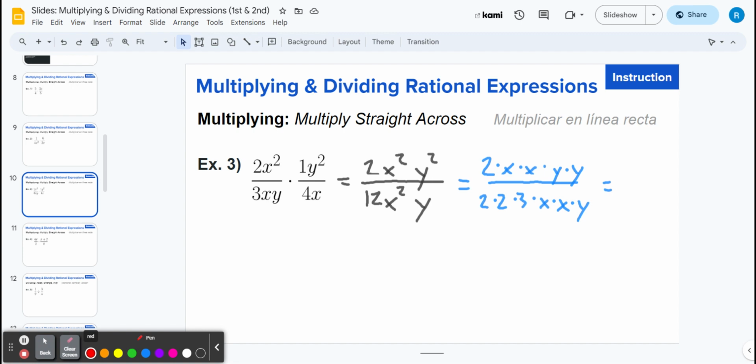And I can start canceling stuff out, right? There's a 2 up top, 2 on bottom. There's an x up top, x on bottom. Another x on top, another x on bottom, and a y on top and a y on bottom. So what we're left with is just a y on top. So y divided by, and 2 times 3 on bottom is 6.